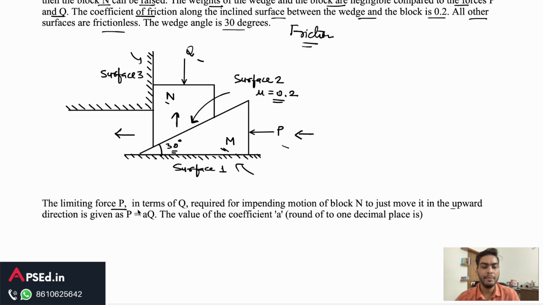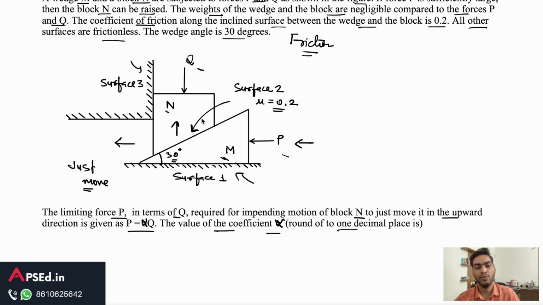The limiting force P in terms of Q required for impending motion of block N to just move it in the upward direction. So it is asking what will be the impending force at which the block will just move. It is talking about the limiting condition, and P is given as alpha Q. In the original question it is alpha, here also it is alpha, and we have to find the value of this coefficient alpha, rounded off to 1 decimal place. So let's see how we can solve this.